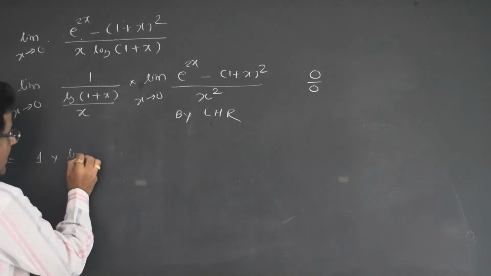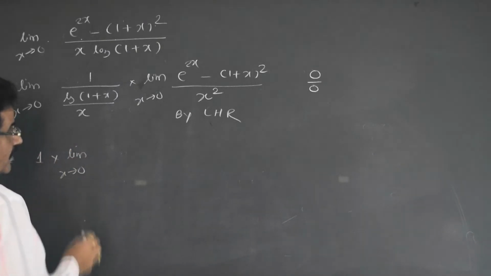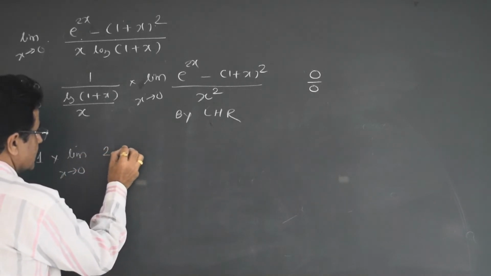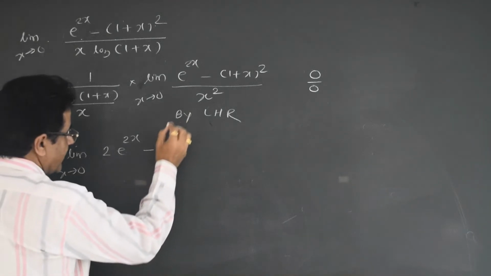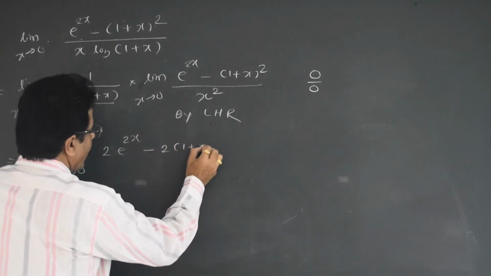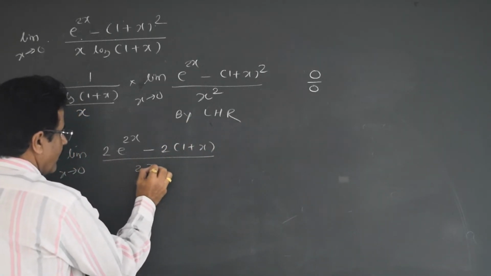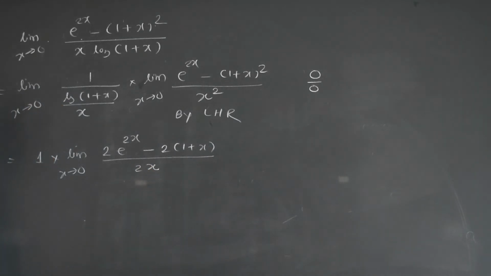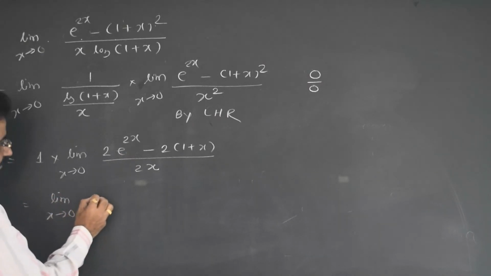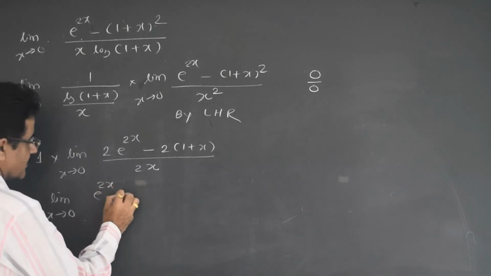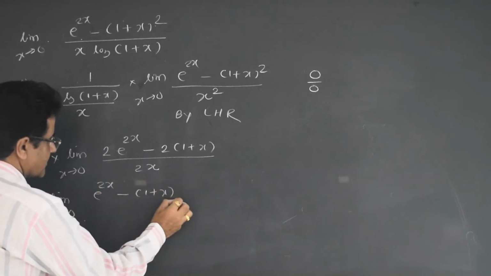So limits as x tends to 0, derivative of e raised to 2x is 2 into e raised to 2x minus derivative of the bracket is 2 into 1 plus x, and derivative of denominator is 2x. If you want, you can go for simplification. We can remove 2 from everywhere. So dividing every term by 2, we get simplified form as e raised to 2x minus 1 plus x upon x.